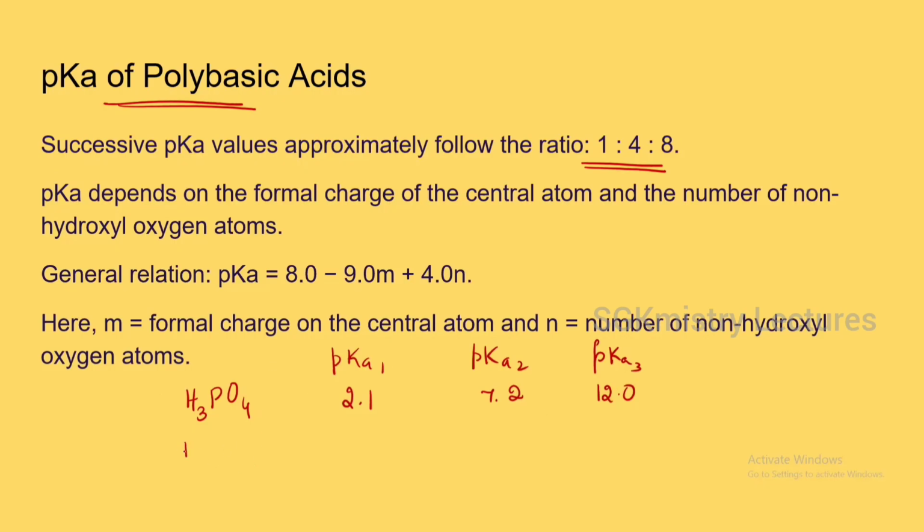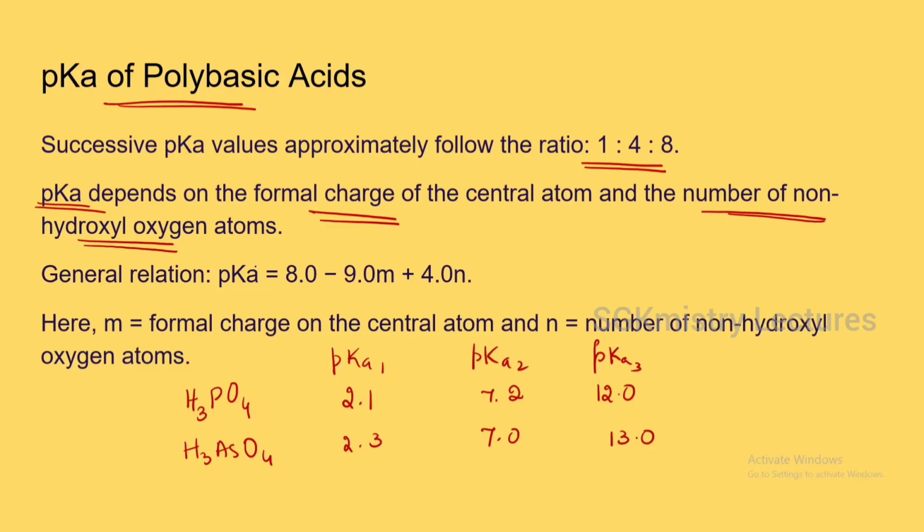Similarly, I can also take H3AsO4. Here it is 2.3, 7.0 and 13.0. Right. So again, you can see the general ratio between the values of pKa1, pKa2 and pKa3 will be in the ratio of 1:4:8. Now again, pKa depends on the formal charge of the central atom and also the number of non-hydroxyl oxygen atoms.